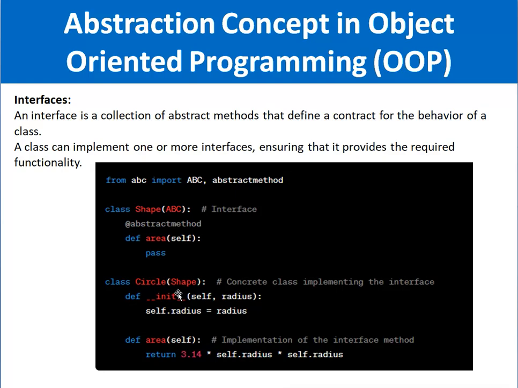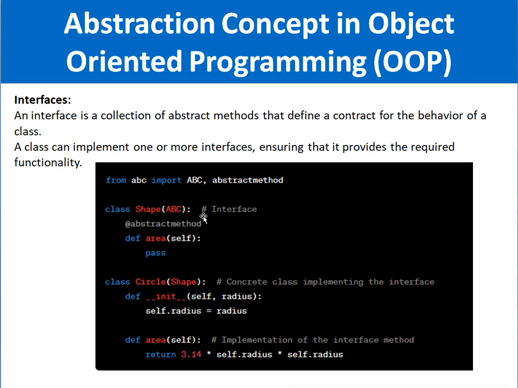Then class circle, a concrete class implementing the interface. See one thing here: this circle is not a subclass of that class, it is just implementing that interface. Here again, define area, self pass, only the method is mentioned, the specifications are not there. In this class, which is implementing that interface, we have mentioned the area, then return 3.14 multiplied by self dot radius and multiplied by self dot radius. Here we are defining the area method.